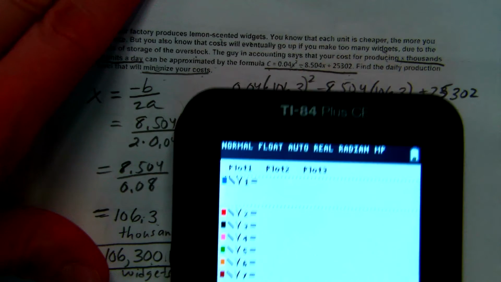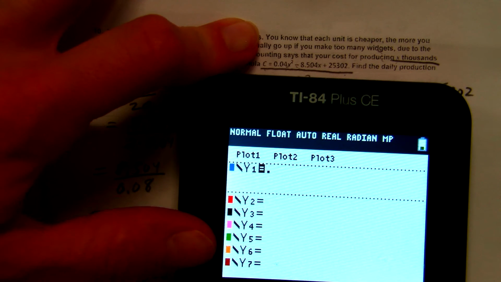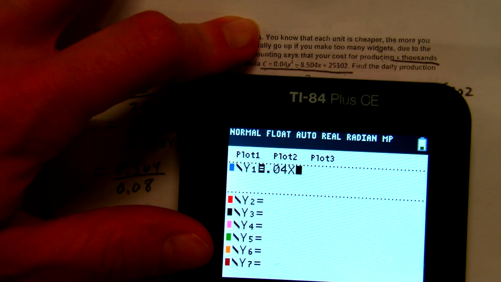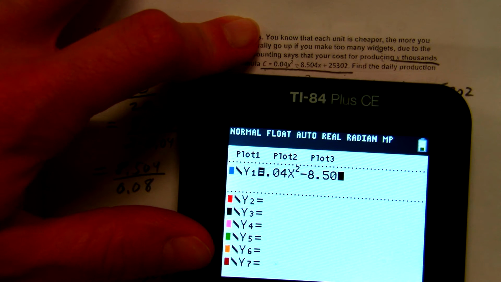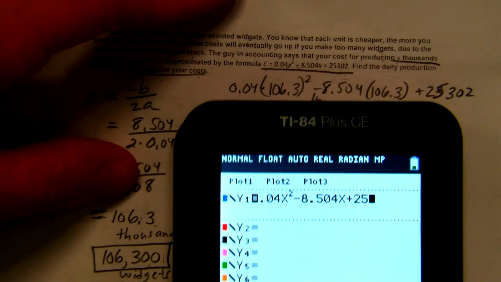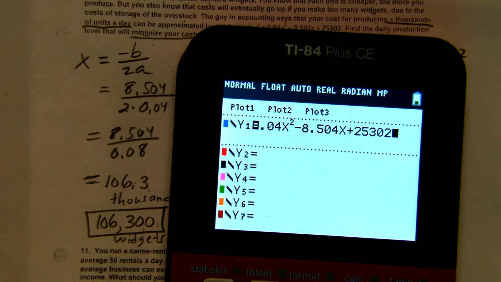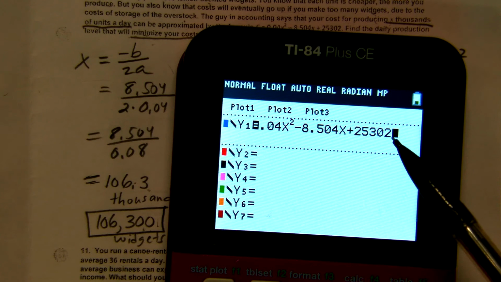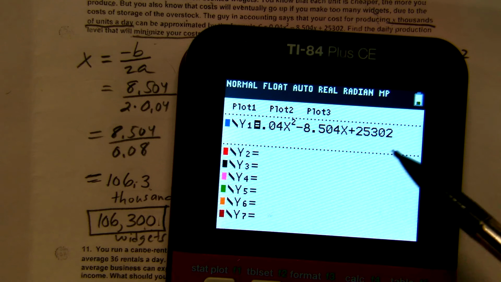All right, so let's talk about what we would do with the calculator. If you were allowed to use a calculator, which it would be nice, and we could put this crazy formula in, we'd go to the y equals menu and go ahead and type this minus 8.504x and then plus 25,302. Now, I might want to go ahead and just fix my window because look at how big that number is. Yeah. So my y's quite possibly could be bigger than that.